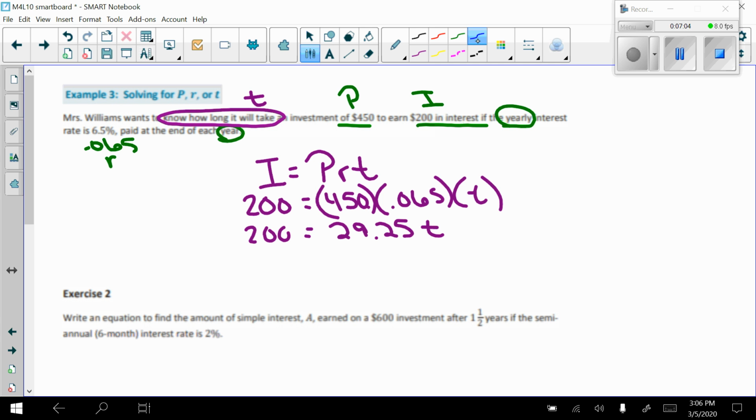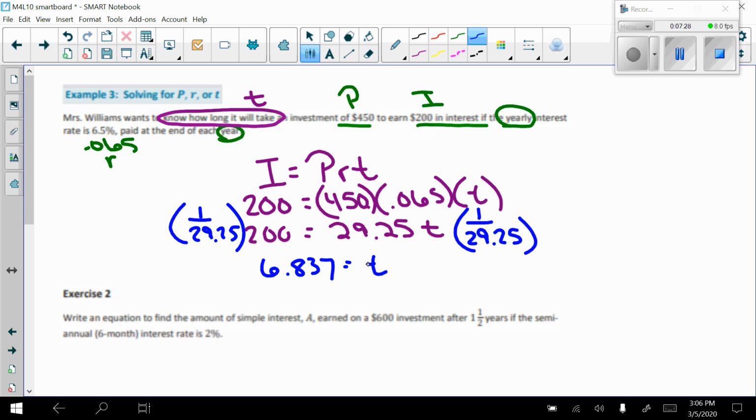Now I have an equation that needs to be solved. 1 over 29.25. I type into my calculator 1, divide 29.25, times 200, equals. I get 6.83 and a whole lot of digits. And that equals time. That's almost 7 years. And interest is paid at the end of each year. So that means it takes a full 7 years.